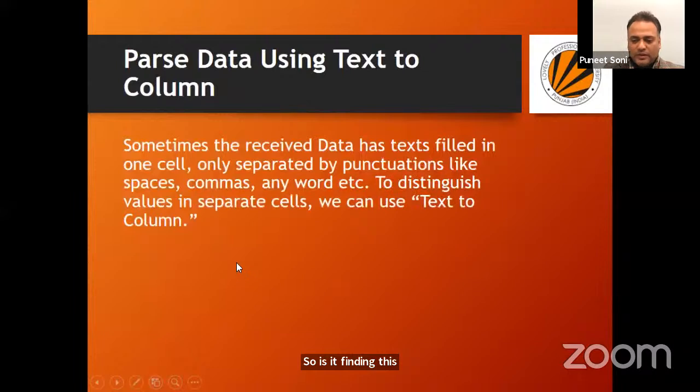So moving further, how we can parse the data using text to column. Suppose I have a text in a particular cell and I want to shift the text after a particular space to the next column. How can we parse the data? So sometimes the received data has text filled in one cell, and we want to separate these cells using some punctuation like spaces or commas or any words. So we can use the option text to column.